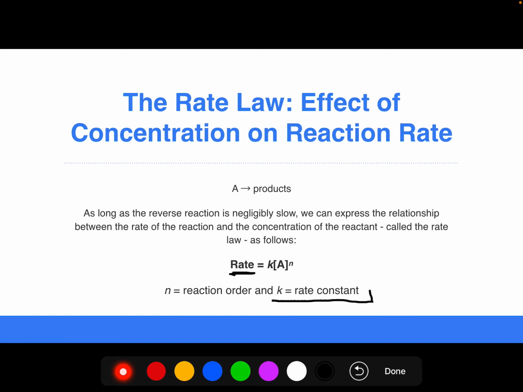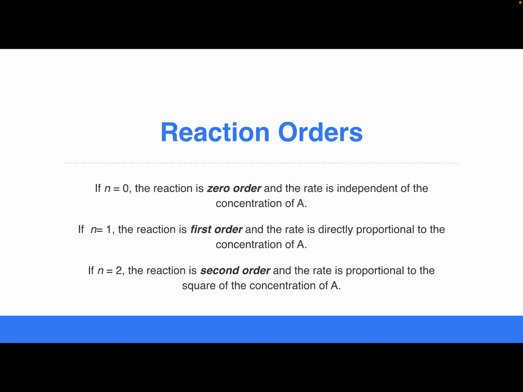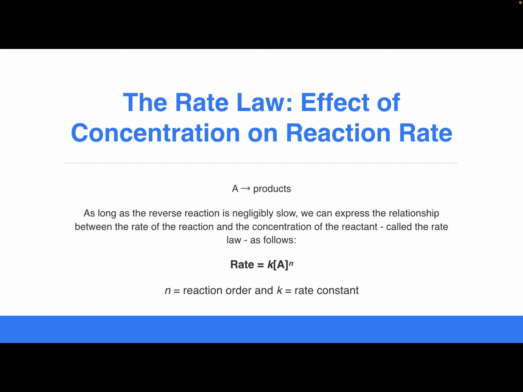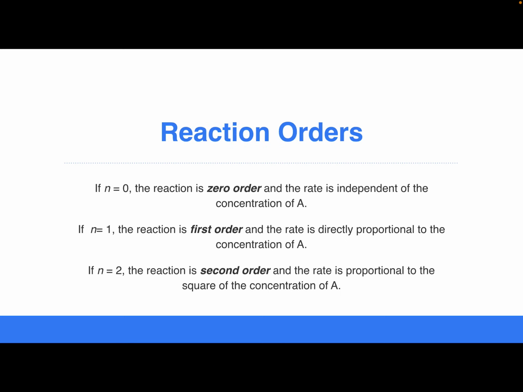K is something called the rate constant. And A, of course, is the initial concentration of a reactant, generic, remember. And then N is the reaction order, and that is A raised to the nth power there. So if N equals 0, that's considered a zero order reaction. And what that means is the rate is independent of the concentration of A, because if A is raised to the 0 power, that means it's just 1. So the rate would be equal to the rate constant.